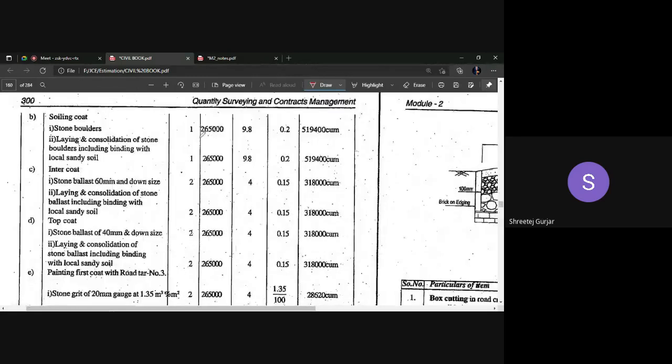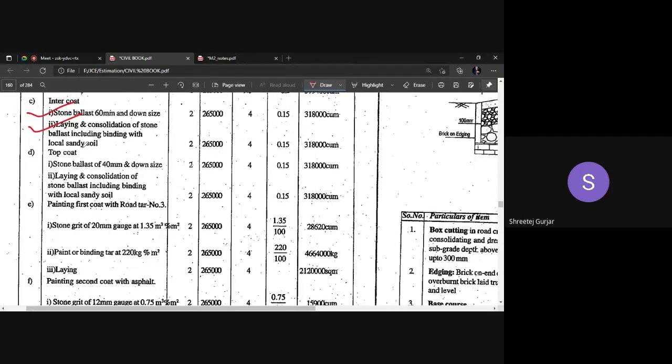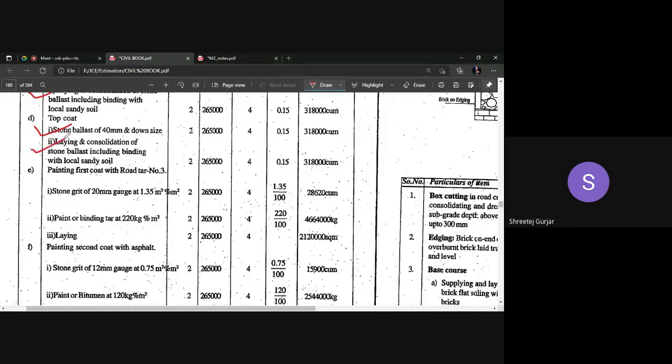As I've told you, length is 265,000. And then width 9.8 is the formation width, right? Sorry, it is not formation, it is a soling coat. 9.8. 0.2 is the thickness that they have mentioned. Similarly for intercoat you can calculate. Intercoat first is for laying, that is for quantity. Second is for labor component. Similarly for top coat, quantity and then labor component.